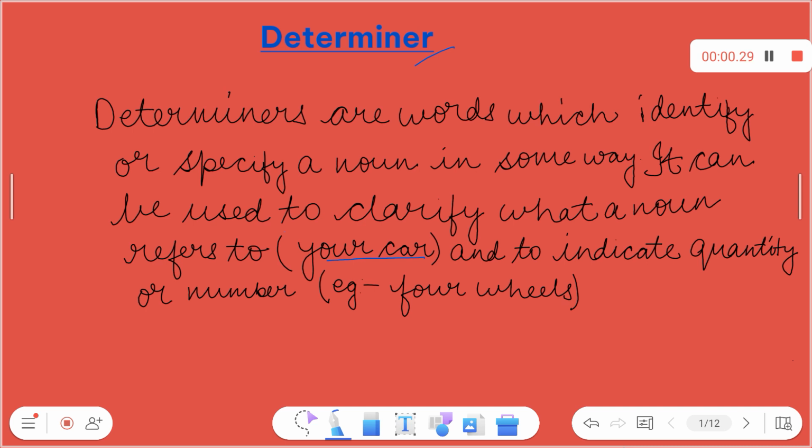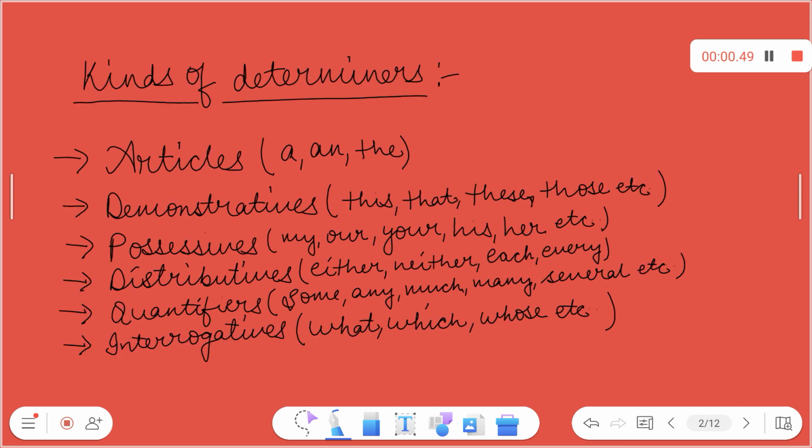Determiners, it is basically we determine that particular object. Whenever we determine any particular object, it comes under determiners. We can see it identifies or specifies, it determines a noun in some way. Alright, when we come across the types of determiners, it will be more clear to you.